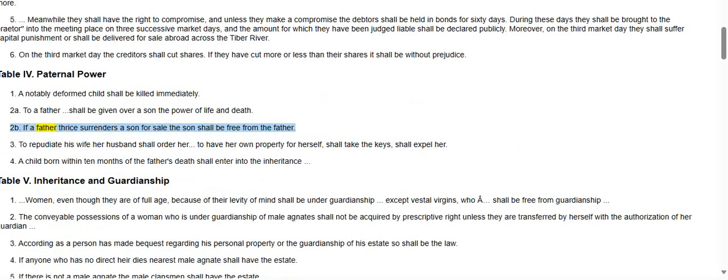2b. If a father thrice surrenders a son for sale, the son shall be free from the father. 3. To repudiate his wife, her husband shall order her to have her own property for herself, shall take the keys, shall expel her. 4. A child born within 10 months of the father's death shall enter into the inheritance.